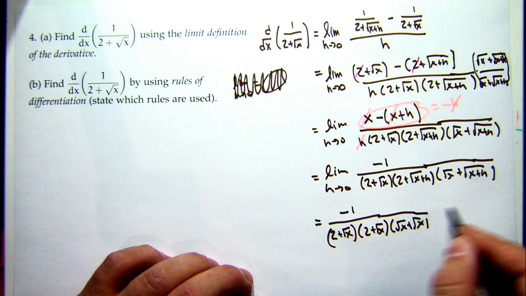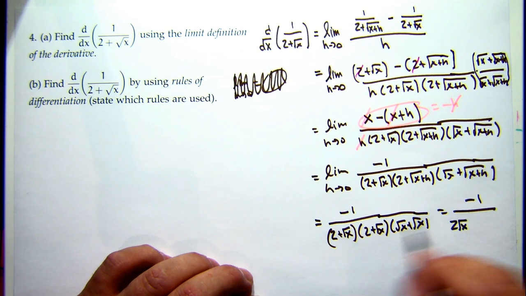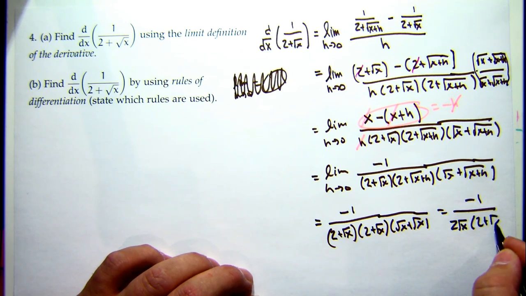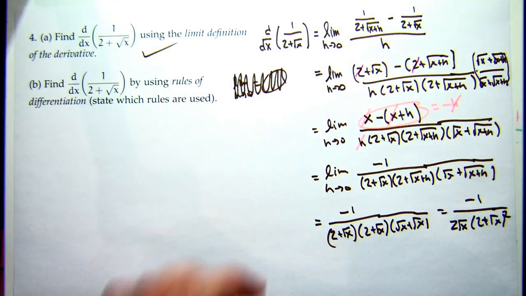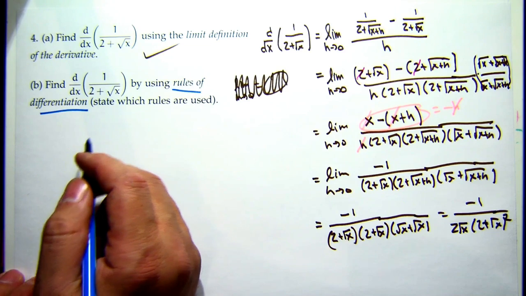Let's clean this up a little bit. So negative 1, I see root x plus root x, that's 2 root x. And this is 2 plus root x quantity squared. Okay, that's part A. We've now done part A. This has a part B, which is to say, hey, couldn't you do it a better way? Like, aren't there rules? Yeah, sure. Which rule should we use?